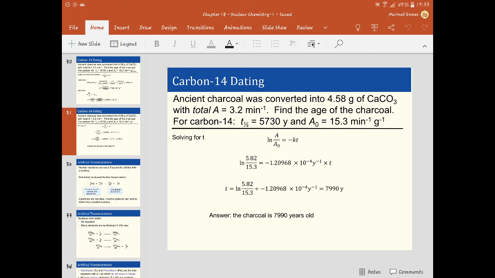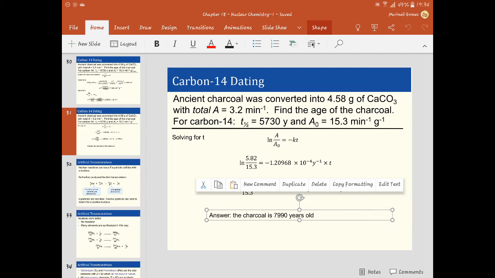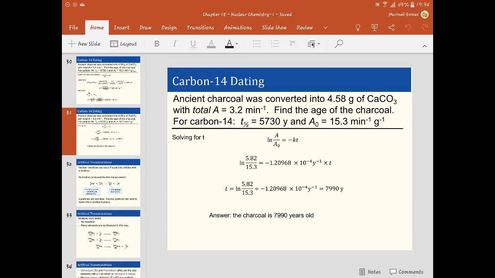So we now have t is equal to 7,990 years. So the charcoal here has an age of 7,990 years. Or rather, the organic sample that was the source of the charcoal died 7,990 years ago. So basically, that's it for radiocarbon dating.